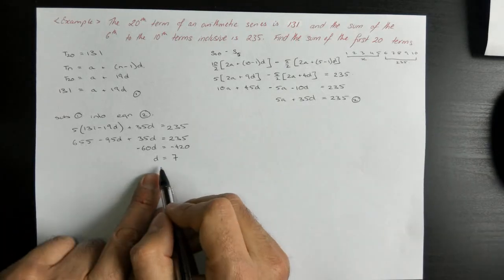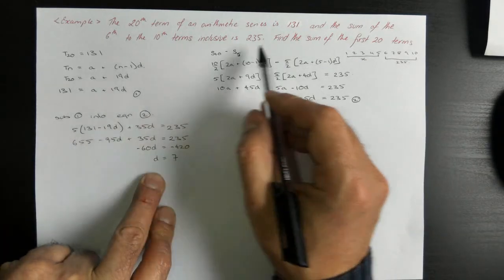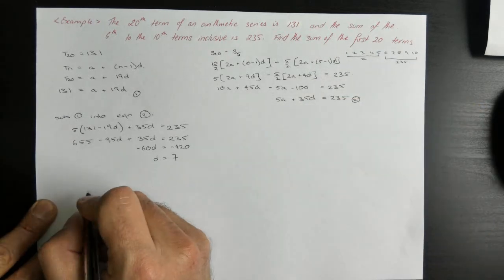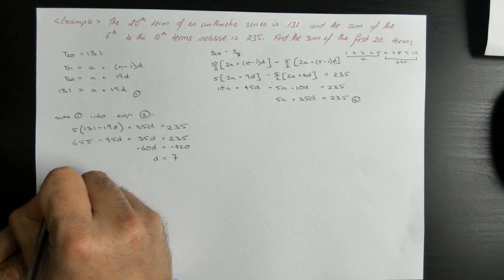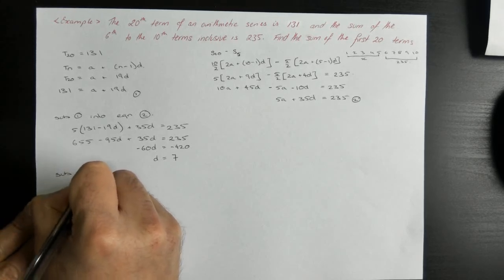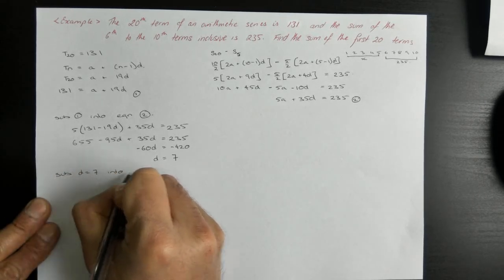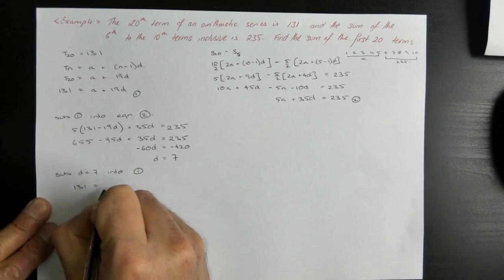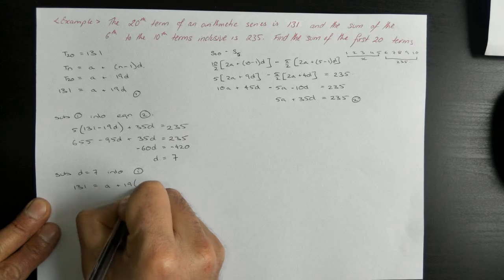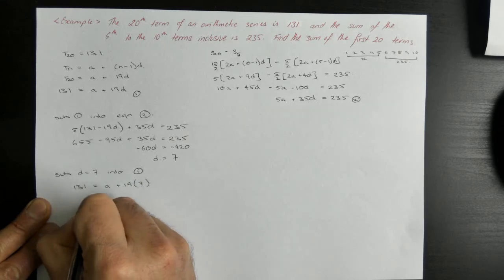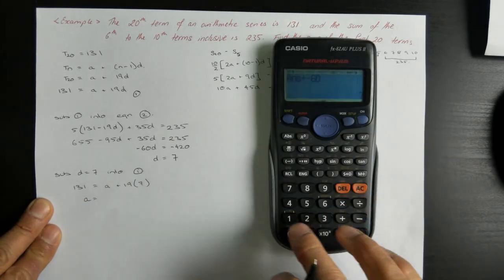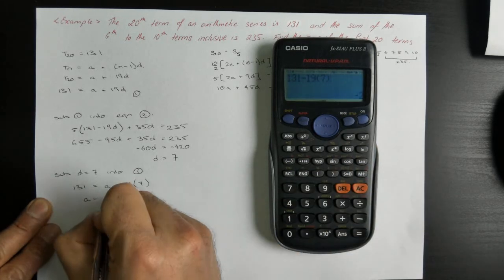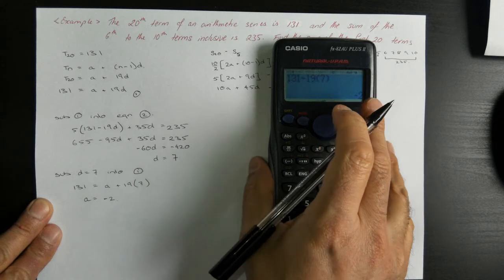Okay, so now I've found the common difference. We want to find the sum of the first 20 terms, so I really still need to find a. So sub d equals 7 into 1. So we get 131 equals a plus 19 lots of 7. So a is worth negative 2.